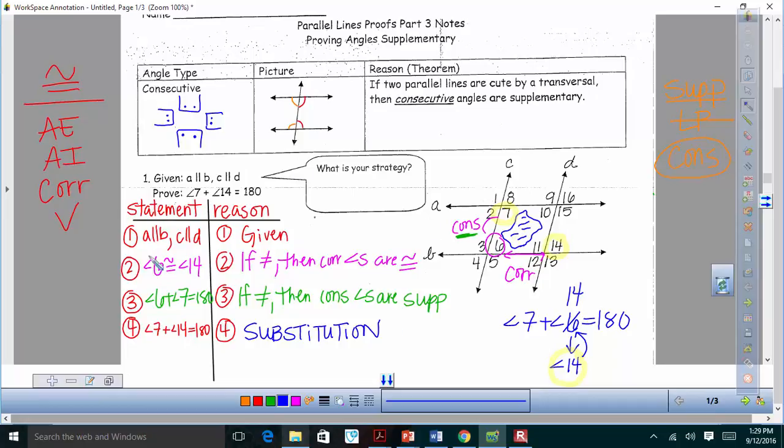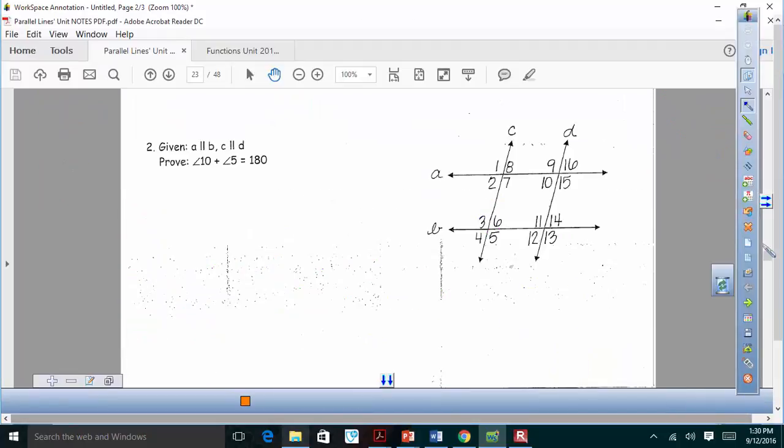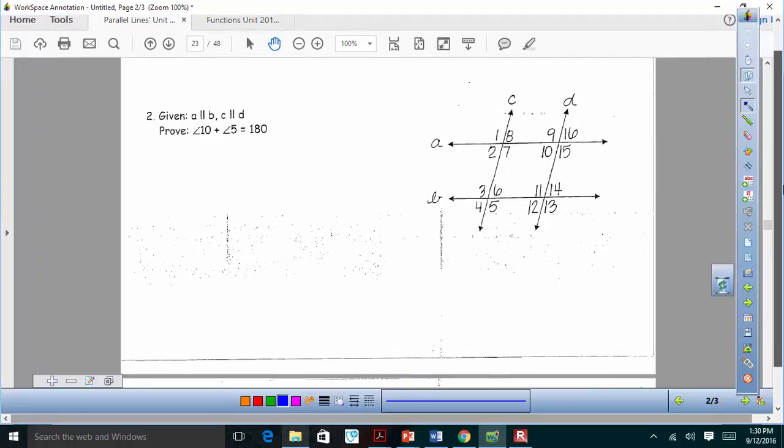Make sure something that I saw that a lot of people are doing is just writing 6 is congruent to 14 without putting your angle symbols. That's like saying 6, the number 6 and the number 14 are the same thing. And that's not true. So just make sure that you're always putting those little angle marks as you're doing your proof. Okay?